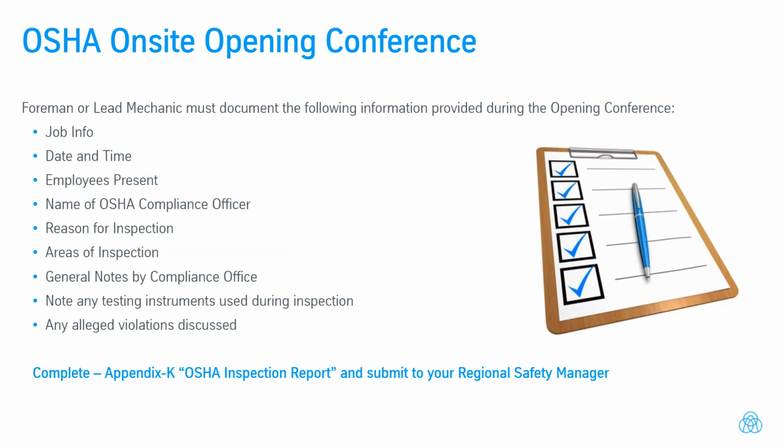The foreman or lead mechanic must document the following information provided during the opening conference: job info, date and time, employees present, name of the OSHA compliance officer, reason for inspection, areas of inspection, general notes by the compliance officer, any testing instruments used during inspection, and any alleged violations discussed. Complete the Appendix K OSHA inspection report and submit it to your regional safety manager.